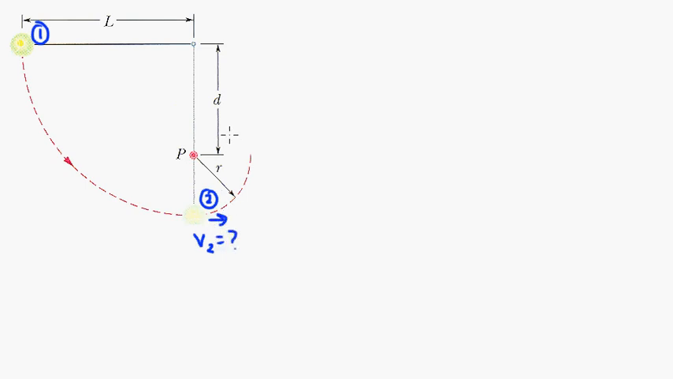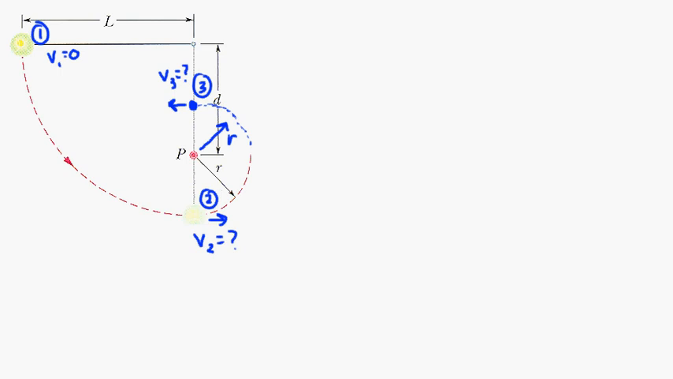Then it's going to keep arcing up, all still in a circle, until it reaches here, which I'm going to call 3, and I want to find this also, which I'm going to call v3. Part A is asking for v2, and part B is asking for v3. v1, of course, is equal to 0.